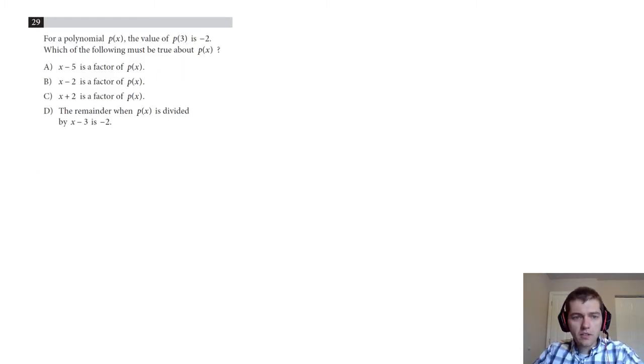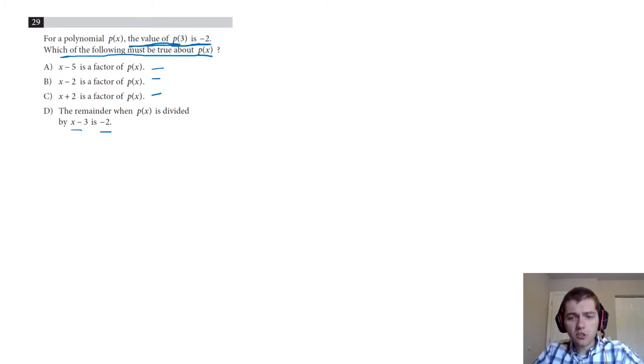Question 29. They're asking which of the following, so which of the answer selections, must be true about P of X? And then you have to read through each answer. Three of them are, is this a factor of P of X? And the fourth is the remainder when P of X is divided by X minus 3 is minus 2. The other information they give you about this polynomial is a single point. So at x equals 3, the polynomial must be equal to negative 2. They say the value of P of 3 is negative 2. So there's one solution and it must be negative 2.